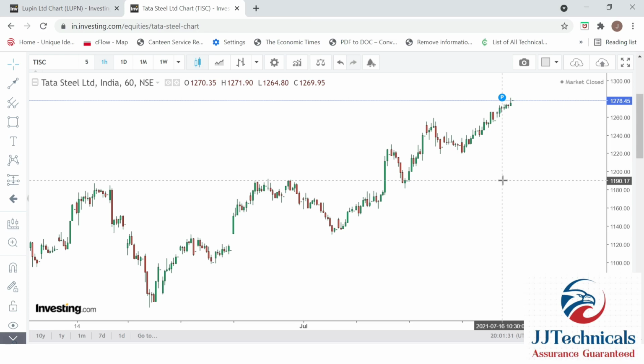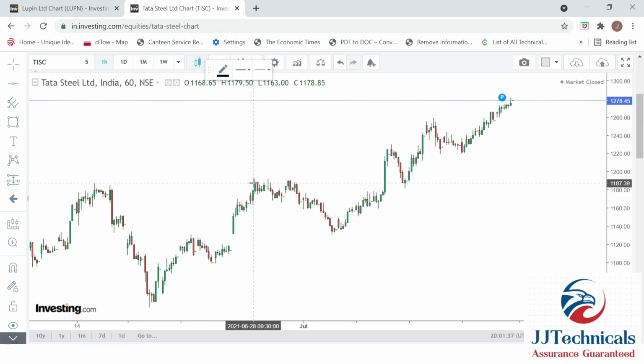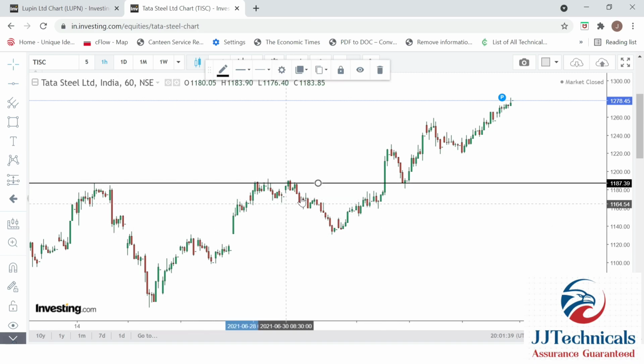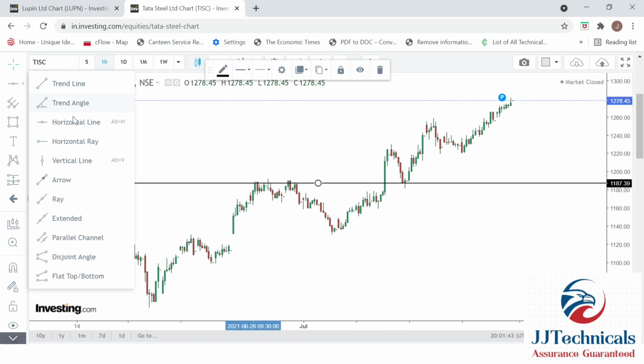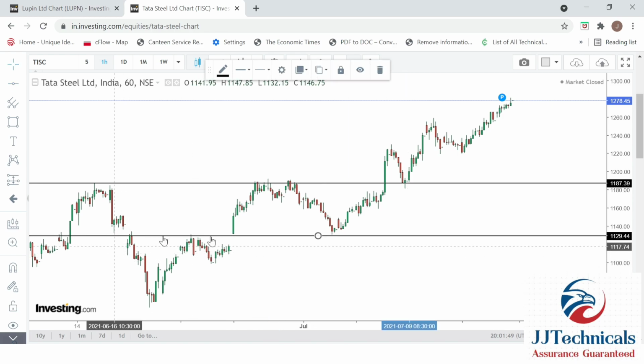See, this is your support. Sorry, this is your resistance. If you want to trade in intraday, this is your resistance exactly. And once this resistance is breached, see, this is your support. If you want to draw a support here, this is your support. And once this particular resistance line is breached, it will go up.